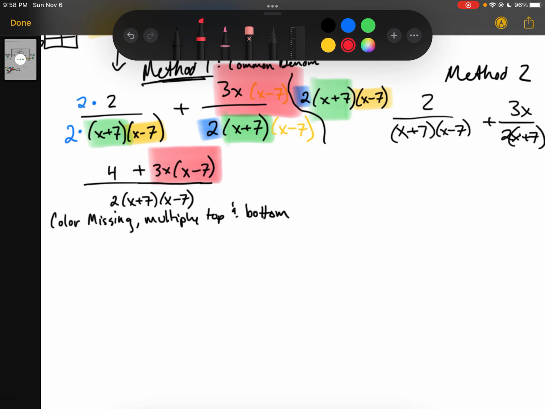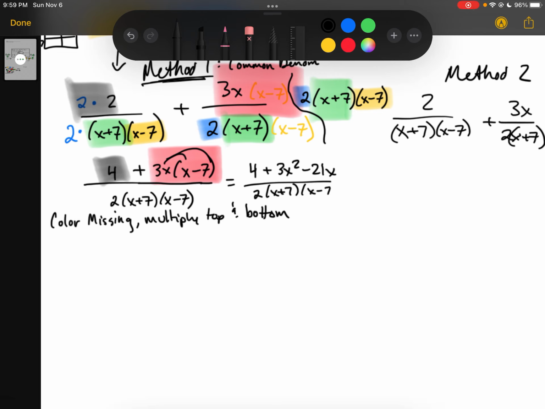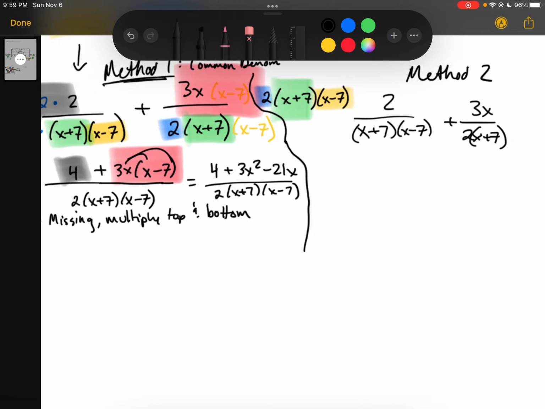So we are just combining our red term here with what we did on the other side, 2 and 2, to get us 4. So putting the pieces together, from here we continue to simplify, so we'll have 4 plus 3x squared minus 21x all over 2 times x plus 7 times x minus 7. In this case, something that we could look into is that the top can be further factored. Given the numbers that we have, a great way to check is to punch that into your calculator for quad form. For right now, we're not going to do that because we accomplished our goal of putting everything together with a common denominator.